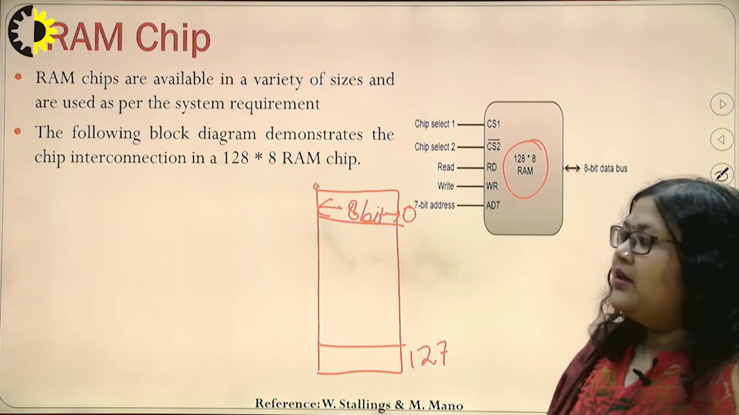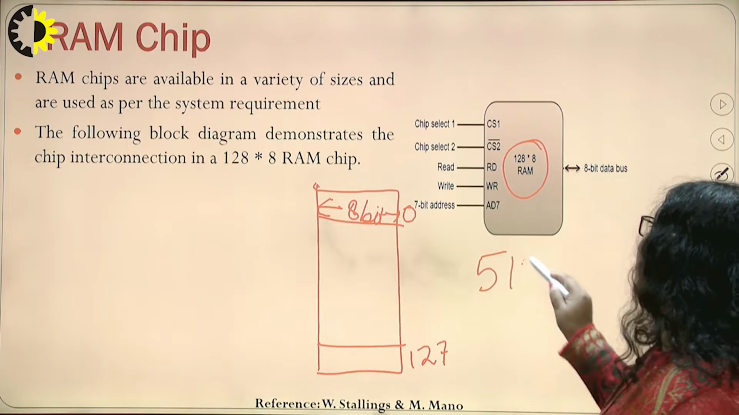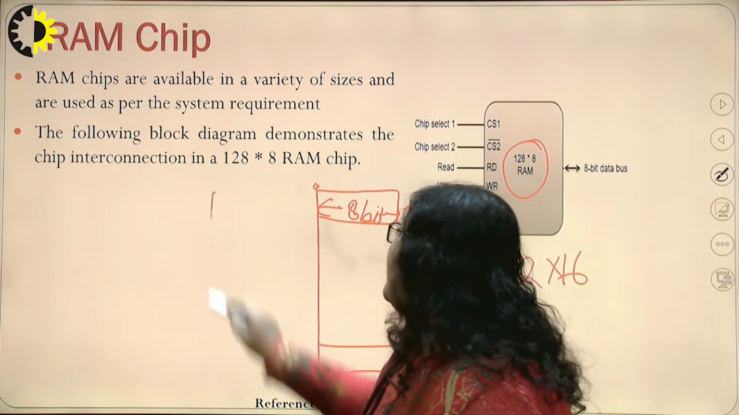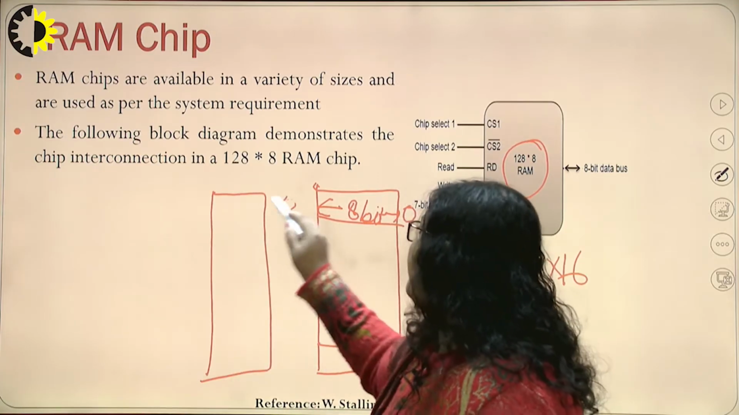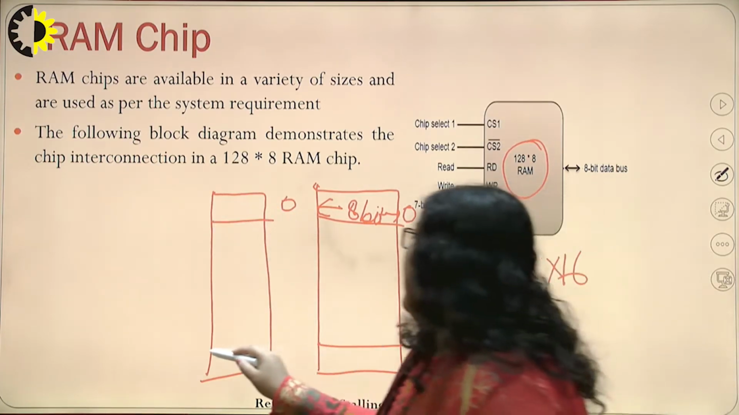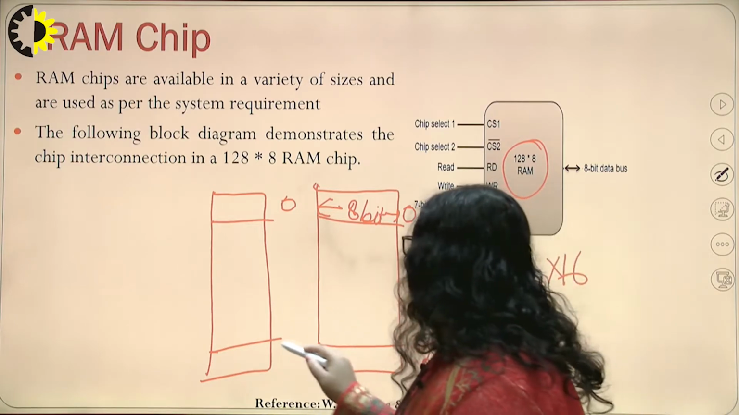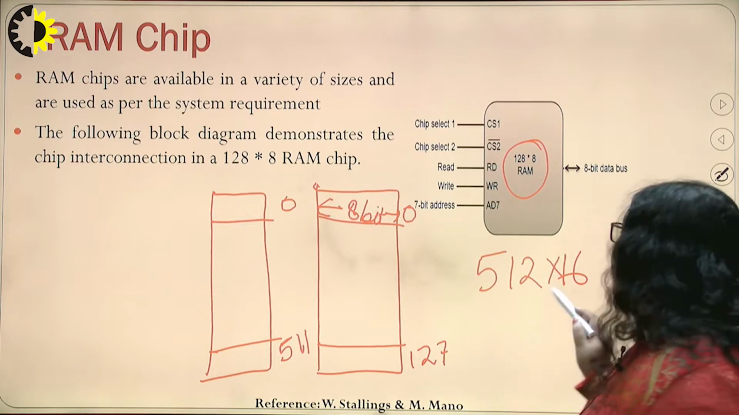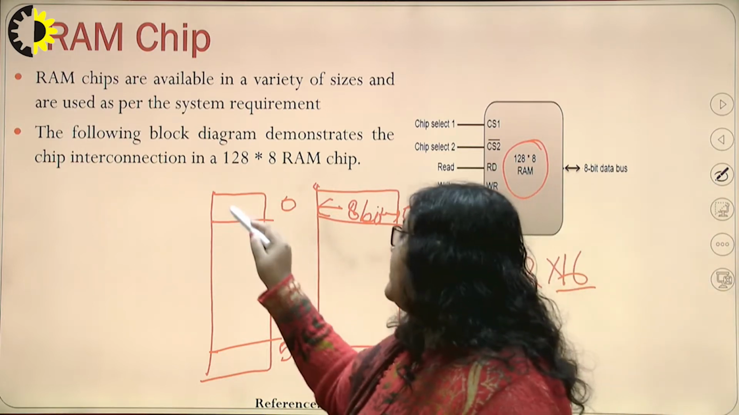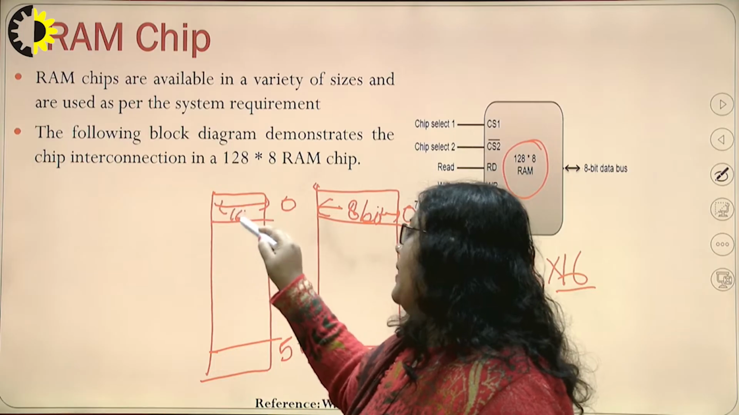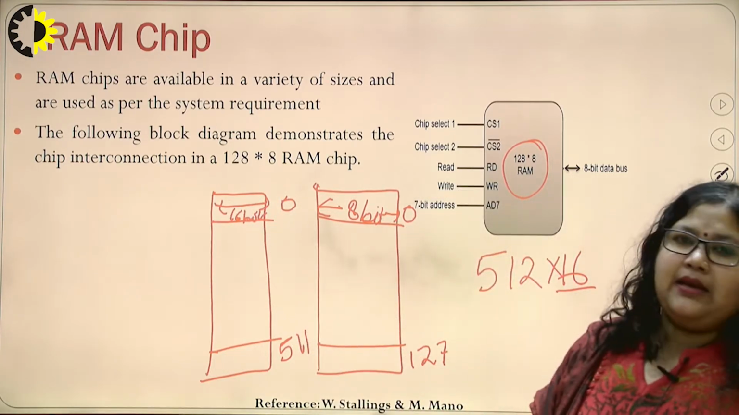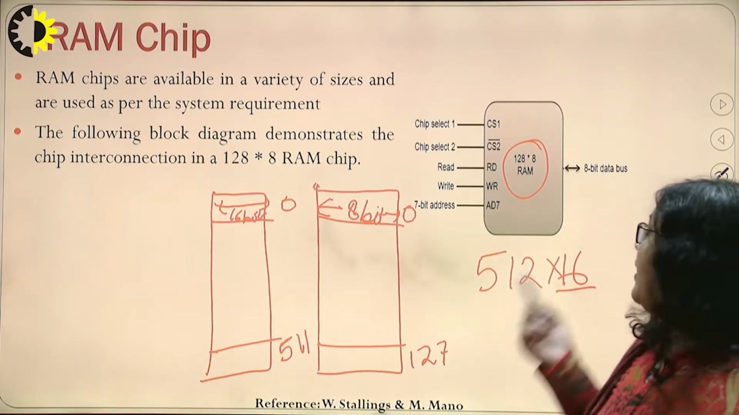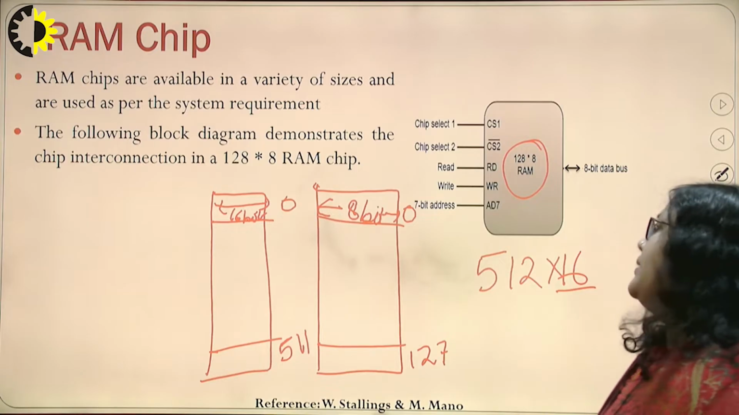If this size is changed, for example to 512 multiplied by 16, what does it mean? It starts with 0, so the first word address is 0 and it goes till 511. This is the size of RAM. And 16 means the word size is 16 bits. So this is the basics of the RAM chip designing: what the size of RAM is and how we define that particular size.